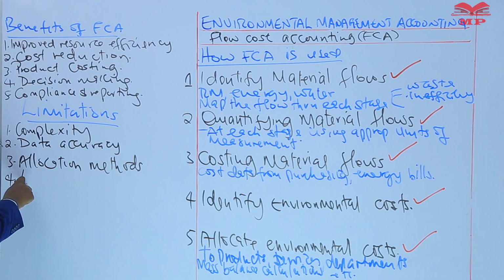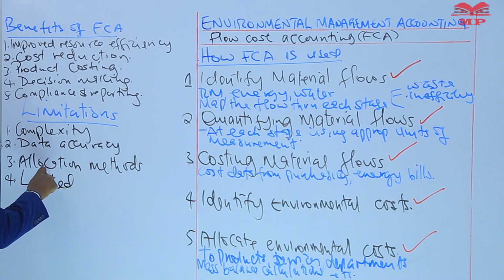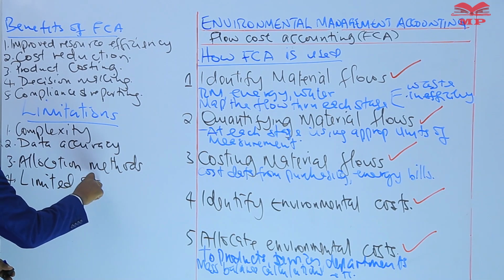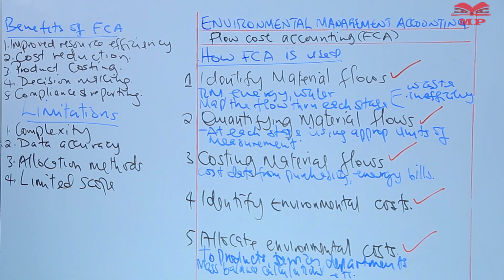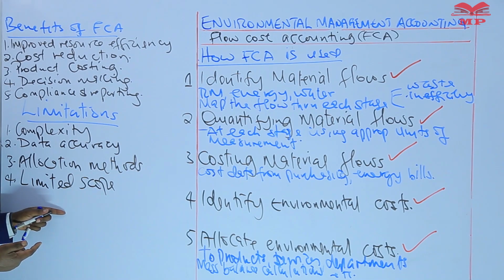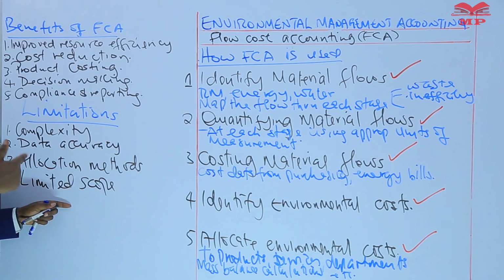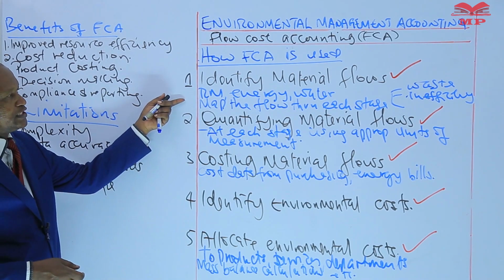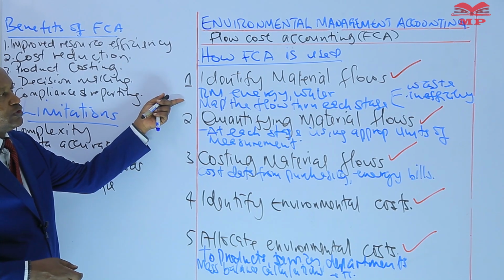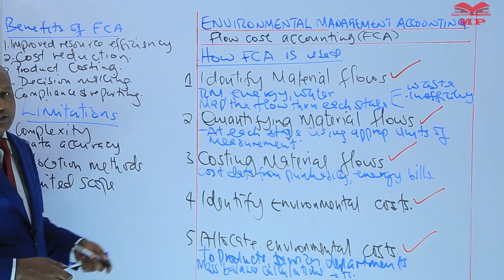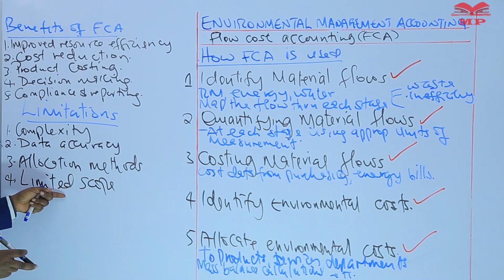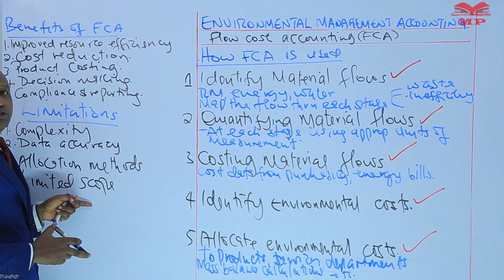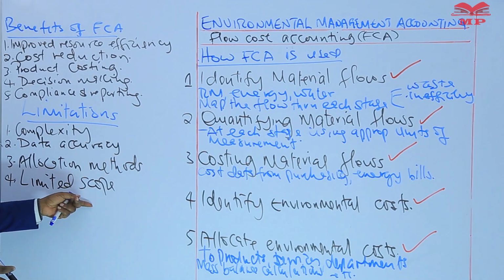Number 4, limited scope is yet another limitation. Limited scope. FCA primarily focuses on production processes and may not be suitable for non-manufacturing organizations. This one focuses on material flows. There are some organizations that do not produce tangibles, and therefore this method is limited in scope because it may not be of any help to non-manufacturing organizations.